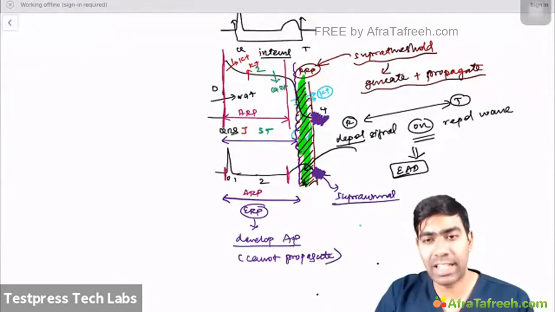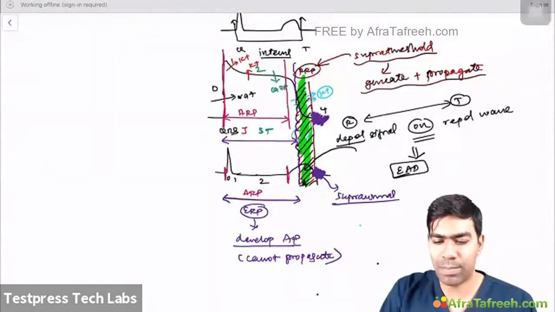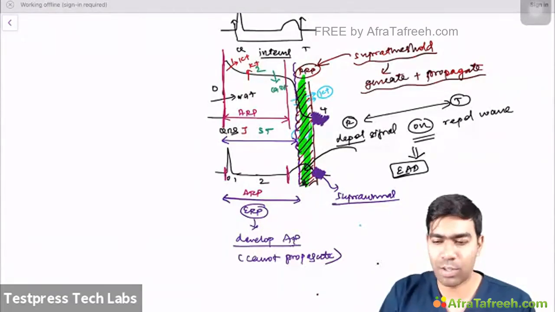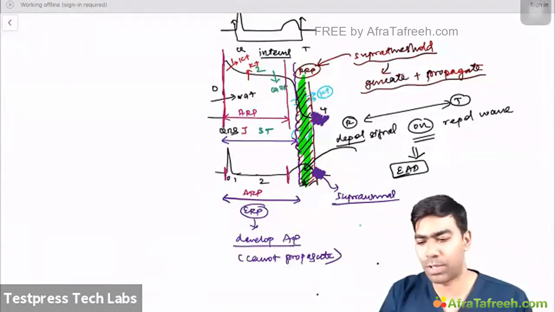Even less than ordinary stimulus can really propagate a signal very rapidly. And that is also an important area that can cause degeneration to malignant tachyarrhythmia. So that's called a supranormal period. So I have told you 4 periods.